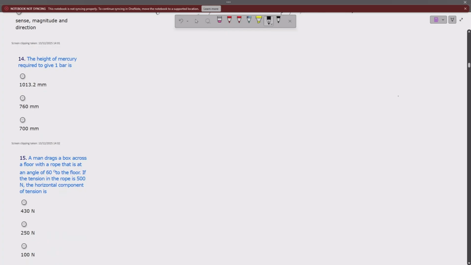Number 14. The height of mercury required to give 1 bar is 760 millimeters of mercury. 1 bar equals 760 millimeters of mercury.